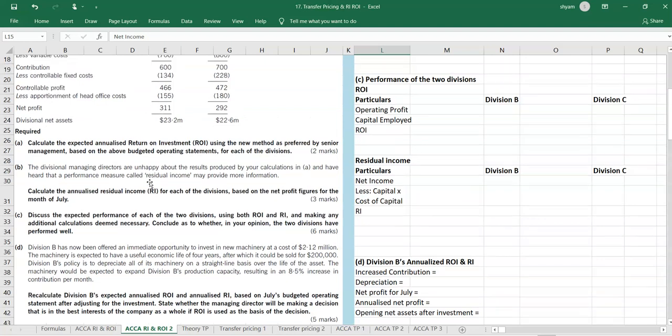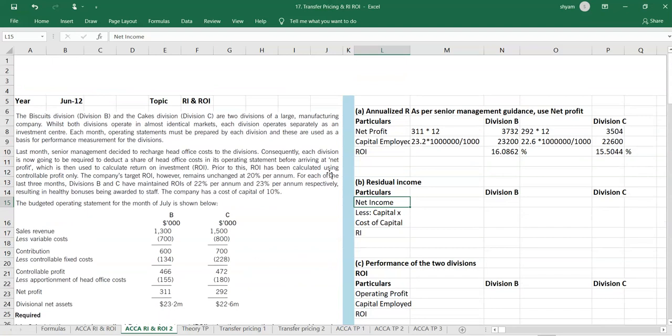Okay, so for the same net profit number only we are going to use, but we have to find out annualized RI. So again, it works like this. We are going to take only net profit because that is what is given. Okay, so we can put like this.